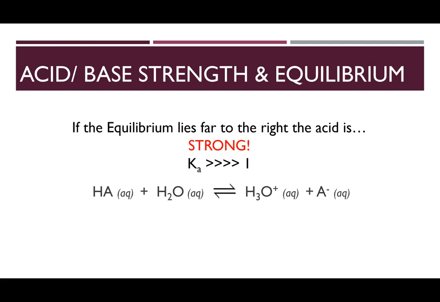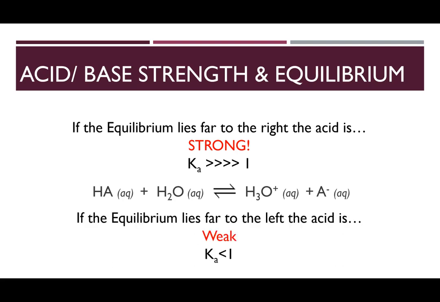So here we're going to see some of the skills that we learned last chapter. If the equilibrium lies far to the right, or to the product side, we'll see that the Ka value is greater than 1. And that's how we would quantitatively classify it as a strong acid. So that Ka value is greater than 1. It's going to be a strong acid. All of it's going to dissociate.